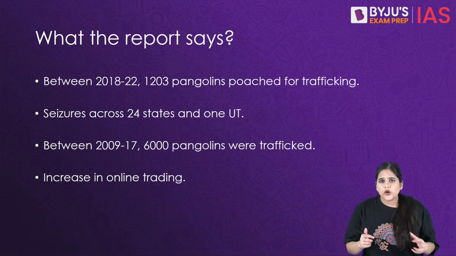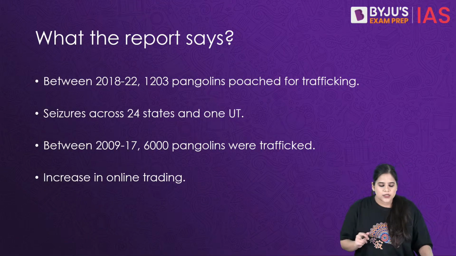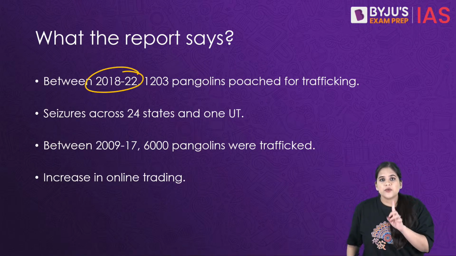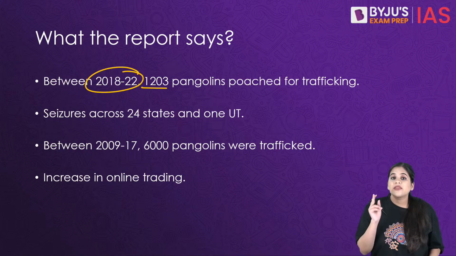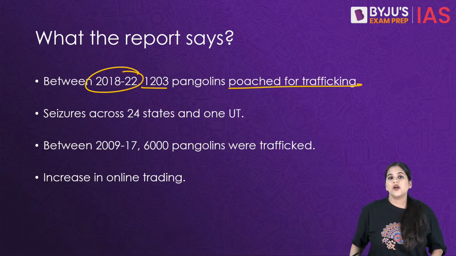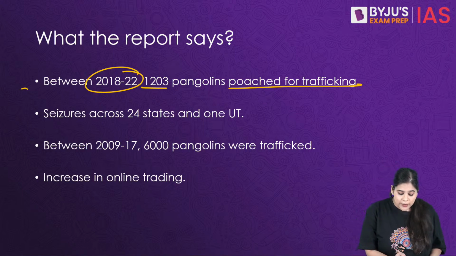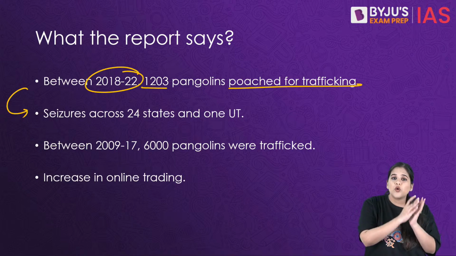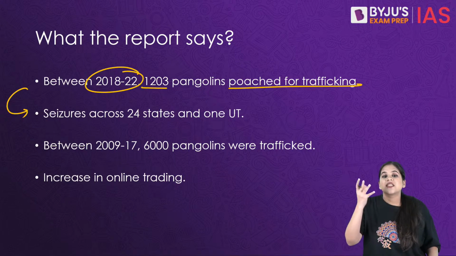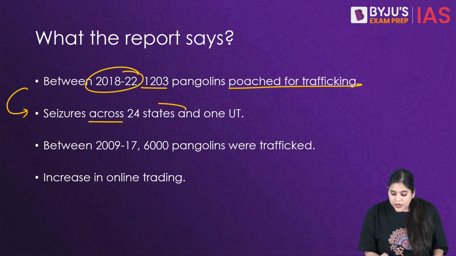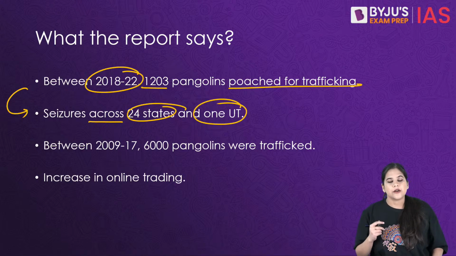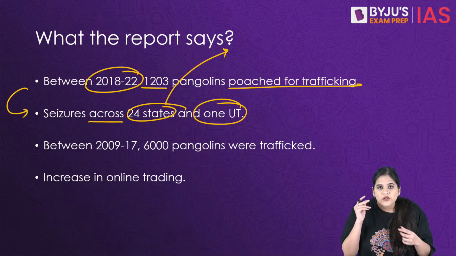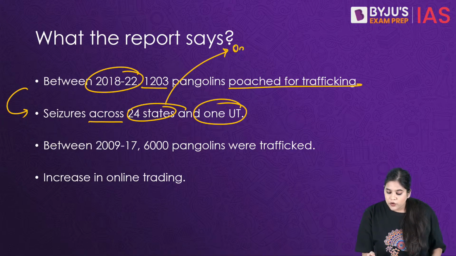Now, what does the report by Traffic and WWF India say? It says that between 2018 to 2022, 1,203 pangolins were poached for trafficking. Within this time, there were multiple seizures that occurred of both live pangolins as well as their scales across 24 states and 1 union territory. Now, among these states and union territories, the maximum number of seizures were done from the state of Odisha.